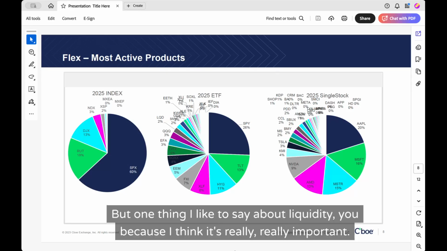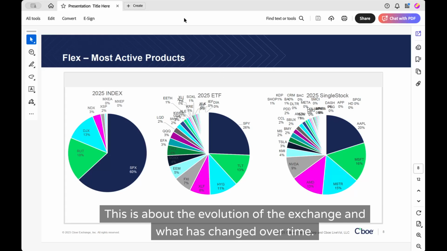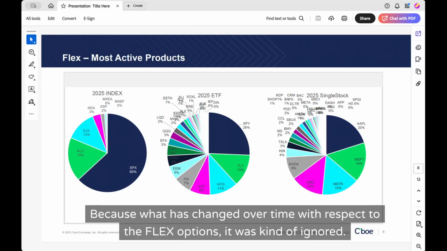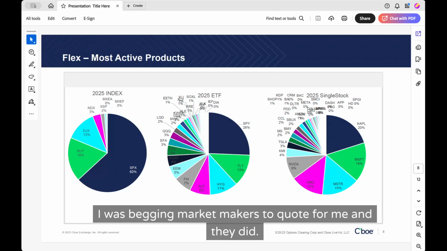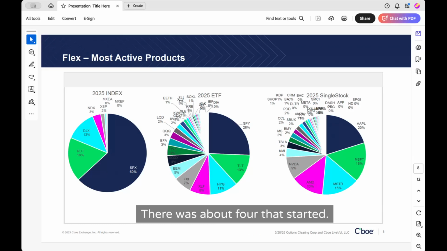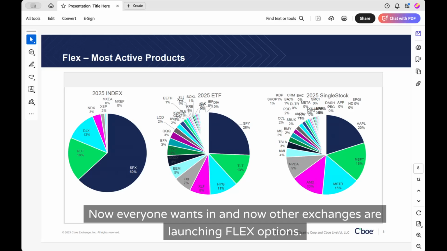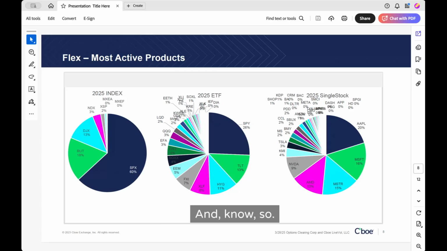But one thing I like to say about liquidity, because I think it's really important. This is about the evolution of the exchange and what has changed over time. With respect to the Flex options, it was kind of ignored. It was small when I was in it. There was no interest in it. I was begging market makers to quote for me, and they did. There's about 4 that started. Now everyone wants in, and now other exchanges are launching Flex options, and so it's here to stay.